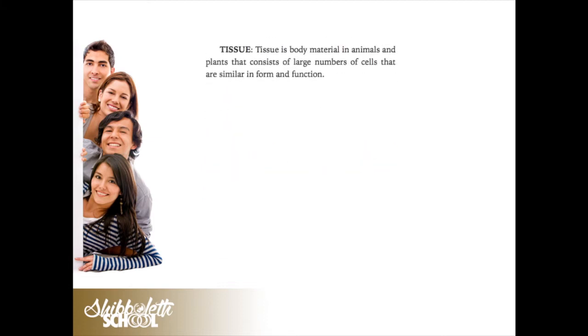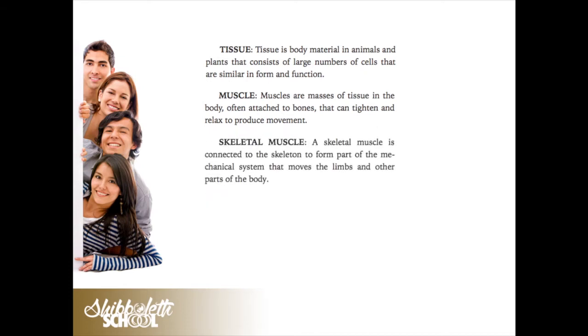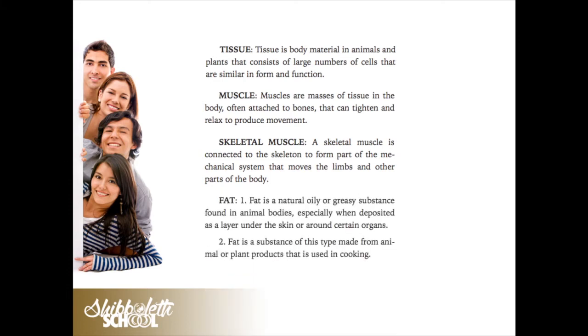Tissue. Tissue is body material in animals and plants that consist of large numbers of cells that are similar in form and function. Muscle. Muscles are masses of tissue in the body, often attached to bones, that can tighten and relax to produce movement. Skeletal muscle. A skeletal muscle is connected to the skeleton to form part of the mechanical system that moves the limbs and other parts of the body.